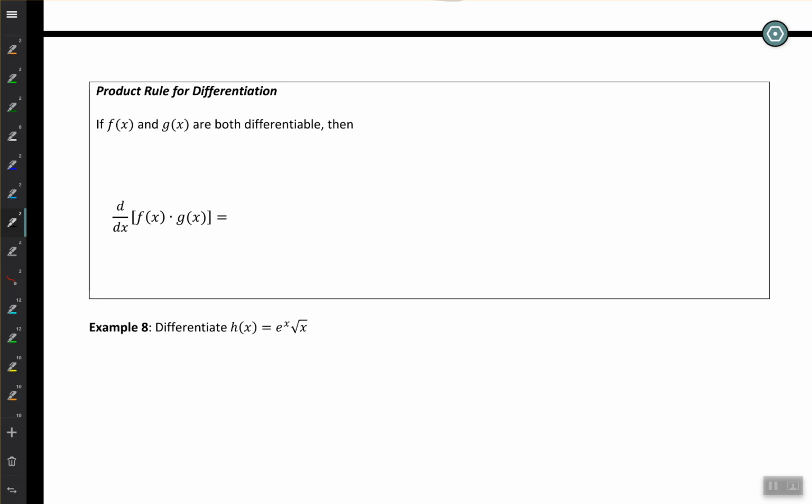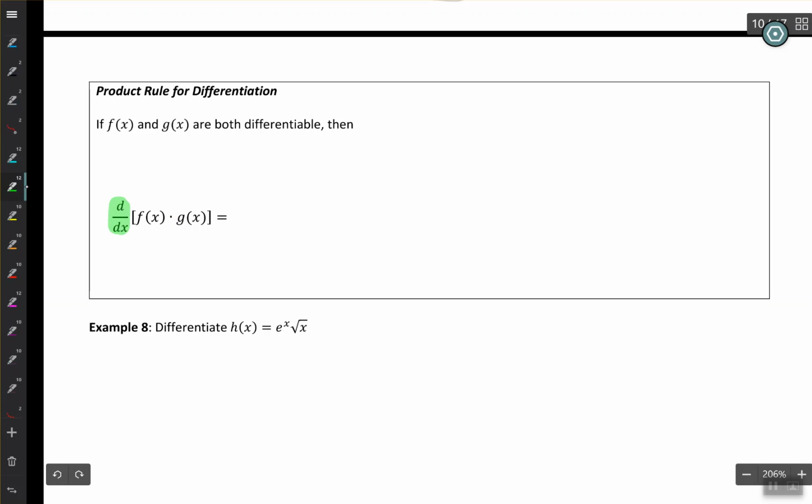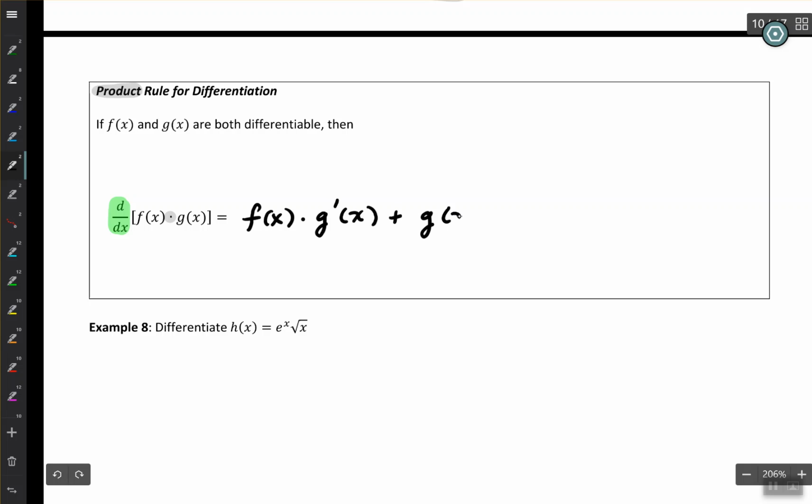Okay, so product rule. How do I take the derivative of the product of two functions? Product means multiplication here. So if f and g's derivatives both exist, then the derivative of their product, the derivative of f times g, is f times the derivative of g plus g times the derivative of f.